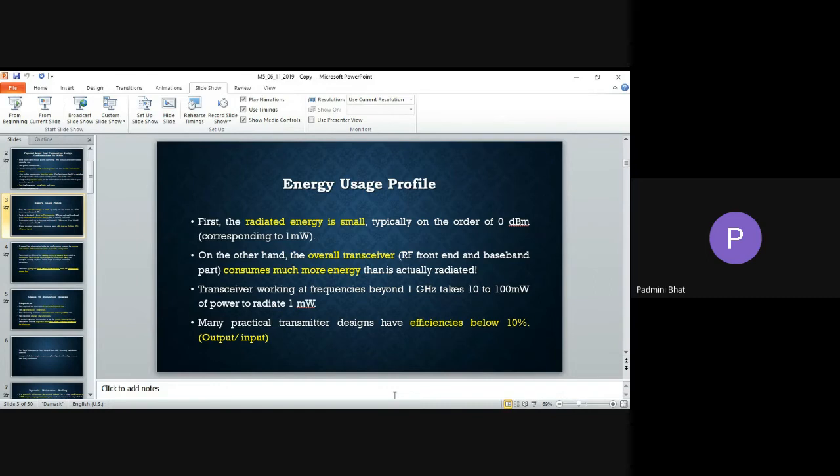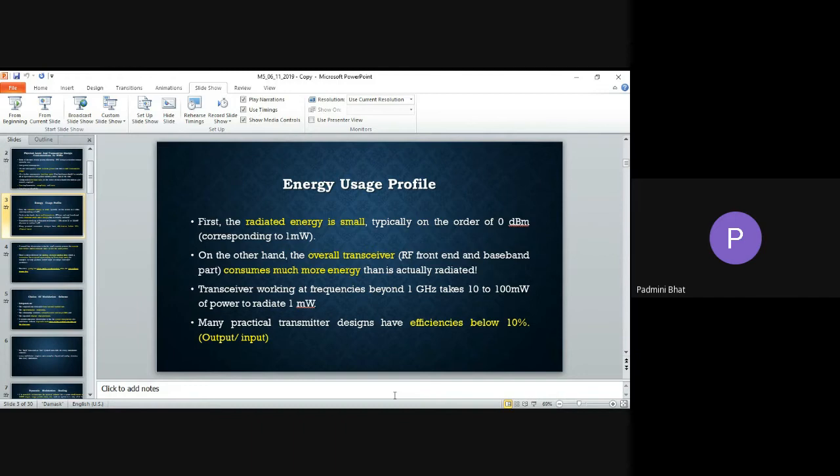So when we talk about wireless, the signal has to be radiated. In the radiated energy, most of the energy is dissipated as heat at the antenna device, so we need to take care. A transceiver working at frequencies beyond 1 gigahertz takes 10 to 100 milliwatt of power to radiate 1 milliwatt. See the ratio over there. To radiate 1 milliwatt, we need to spend around 10 to 100 milliwatt of power. So this is the ratio.